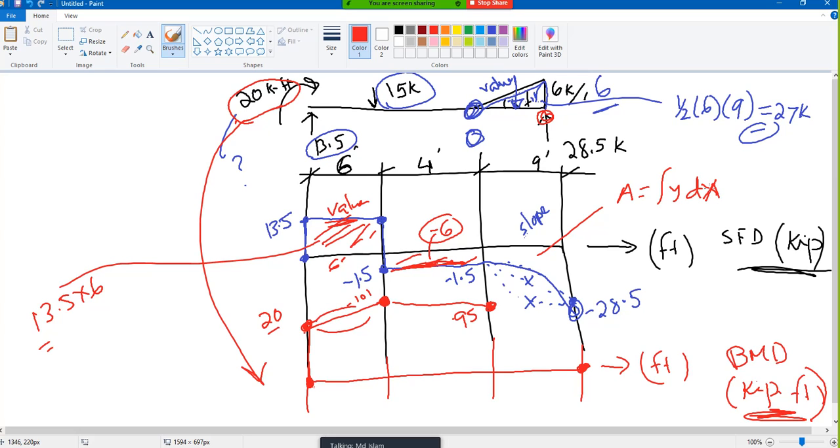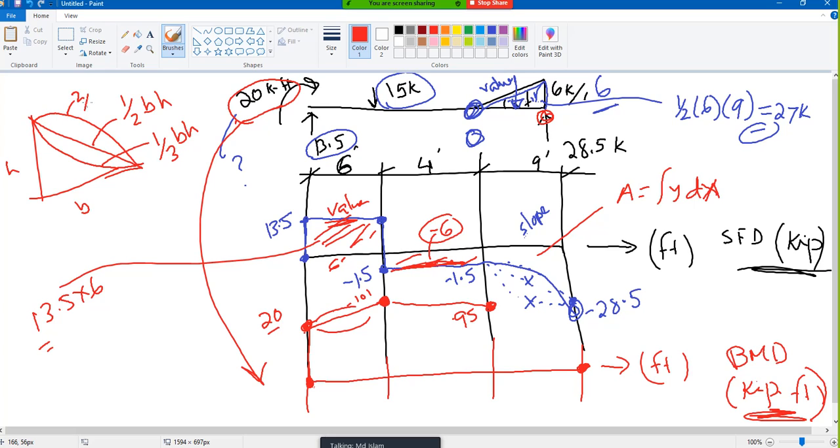But there's a shortcut. What is the shortcut? That shortcut will give you some mistake, but it is okay. Maybe you learned it in your surveying class. If your area is a triangle, you do half base times height. If your area is this way, for this case, it is 1/3 base times height. If your area is that way, that will be 2/3 base times height. So that is the way you can find the area of the curve. Now that is approximate, it's not exact, but it will be very close to the answer. You will see here, it will be very close to the answer.